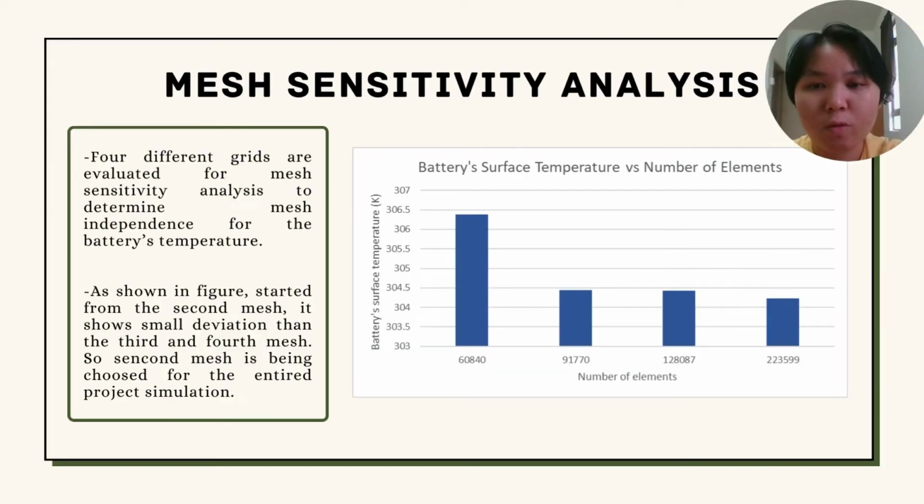The following part is about the mesh sensitivity analysis. Four different grids are evaluated for the mesh sensitivity analysis to determine the battery temperatures. As shown in this figure, starting from the second mesh, it shows small deviations compared with the third and fourth mesh. So the second mesh is chosen for the entire project simulation.